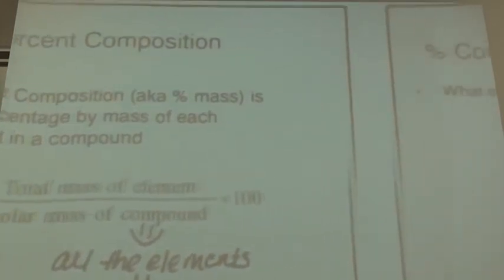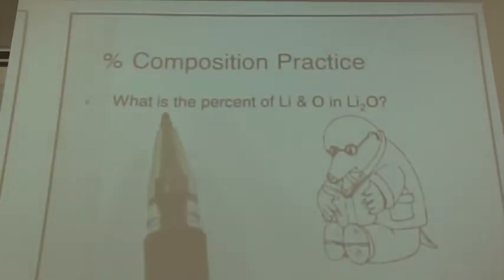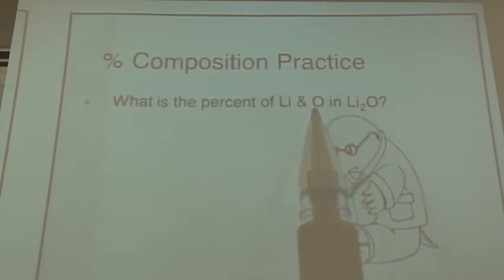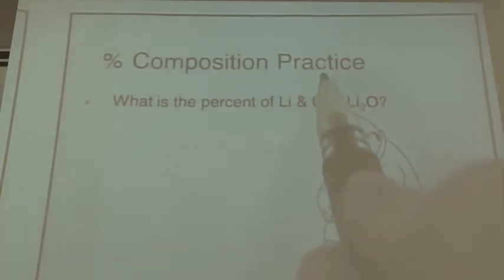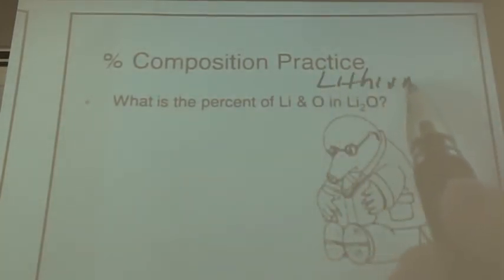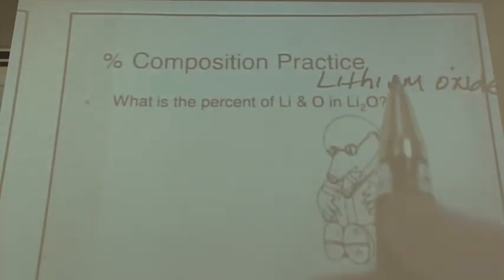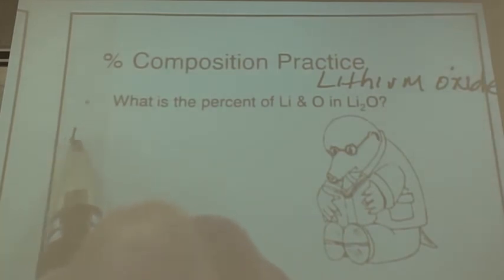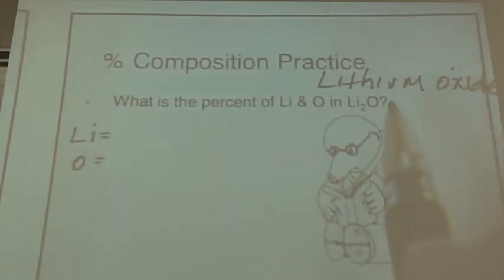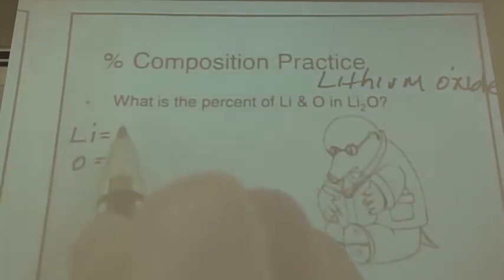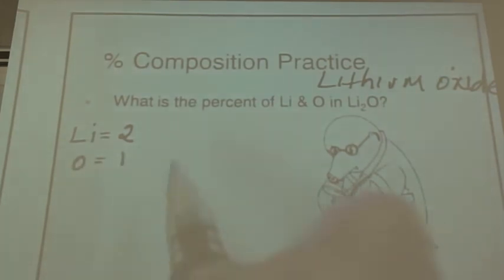Let's try a baby problem. What is the percent of lithium and oxygen in this compound? Please name this compound. Lithium oxide is correct. Well, the first thing we have to do is find the mass of the compound, and we're going to do that by listing the elements, then counting them. The subscript always affects the one to the left. There are 2 lithiums, and the unwritten one says there's 1 oxygen.